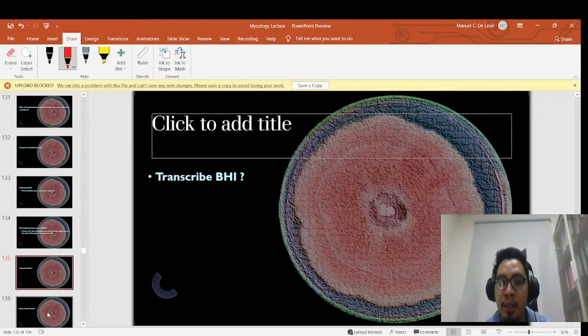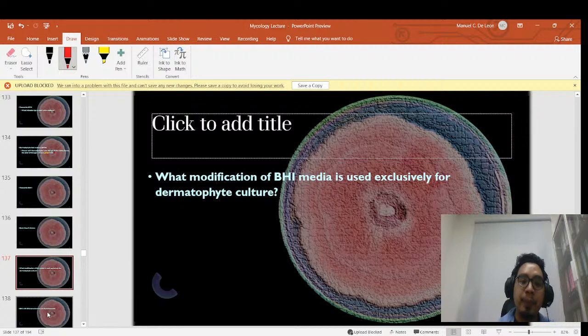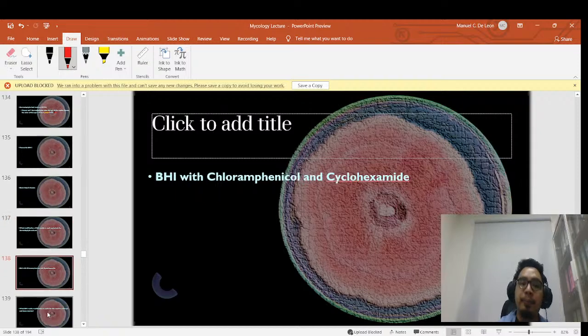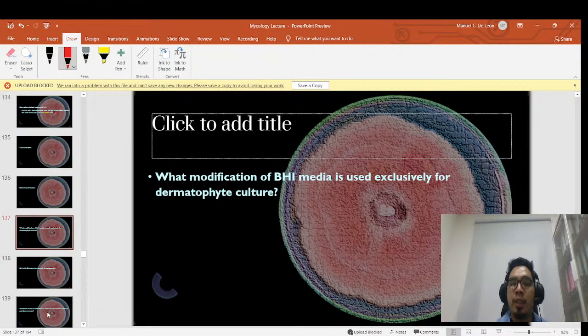BHI is another one that we need to discuss, because this one is important, especially even in bacteriology. This is the one that we call brain heart infusion. The brain heart infusion used for dermatophytes is the one enriched with chloramphenicol and cycloheximide. Why do we need to discuss BHI? Because there are questions in the board exams that will mention BHI, and a couple of my students don't really know what BHI means.